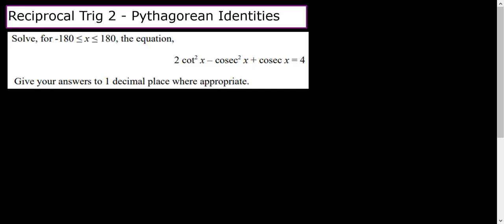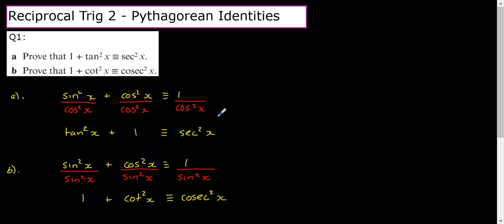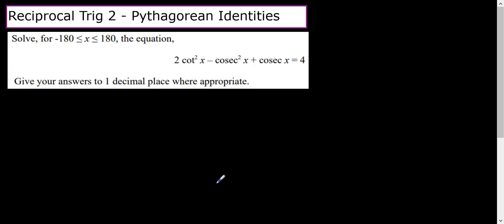And my last example for today is just another example of a trig equation where we have cot this time and cosec this time. So we need an identity that links cot and cosec. If we go back to our first question here, we know that 1 plus cot squared is cosec squared. So I'm going to write this down. 1 plus cot squared is cosec squared.